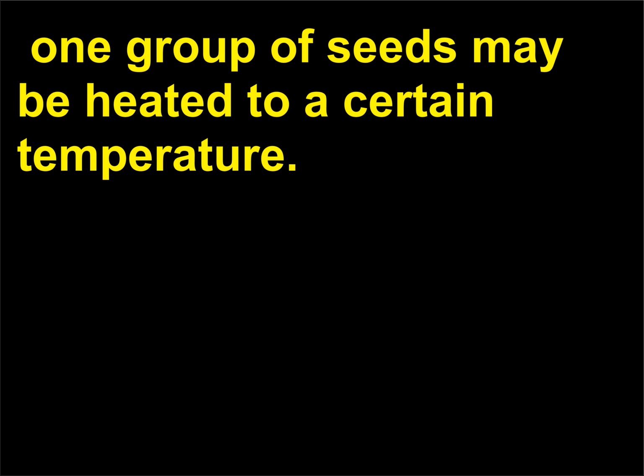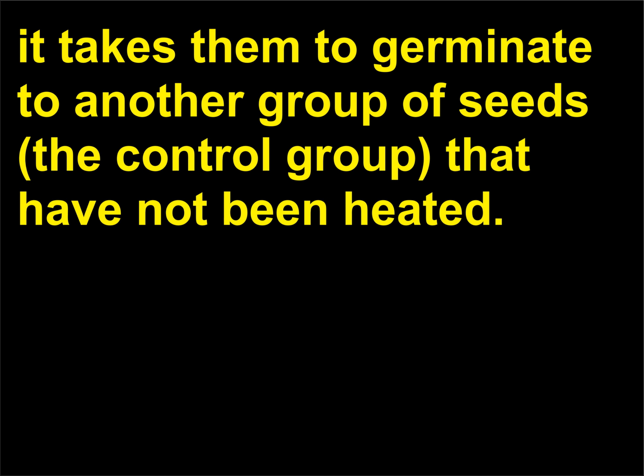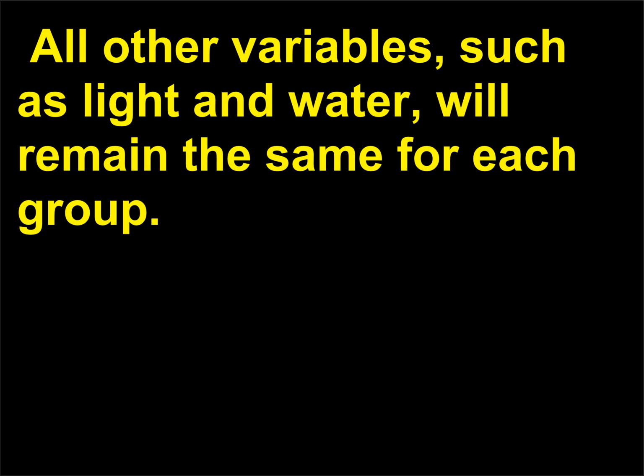One group of seeds may be heated to a certain temperature. The researcher will then compare the percent of seeds in this group that germinate and the time it takes them to germinate to another group of seeds, the control group, that have not been heated. All other variables, such as light and water, will remain the same for each group.